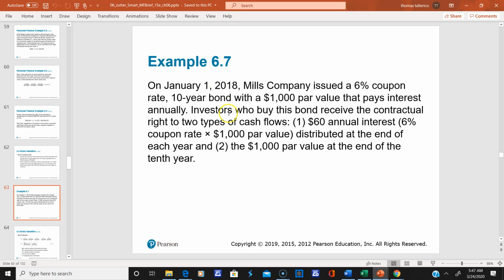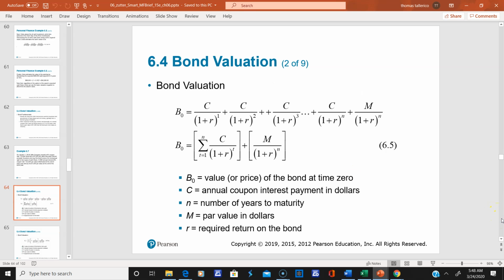Okay, again, so here's an example, and I'll go through this example just to get the nomenclature down. A 6% coupon bond, right? That's the coupon rate or the interest rate. Here's the maturity, 10 years. Here's the par or face value, and it pays interest annually. That means you get one coupon a year. Everyone should know how to do the simple math: 6% of $1,000 is $60. So you're going to get one coupon a year, and it's distributed at the end of each year. And at the end of the 10th year, you'll get your money back. You always get your money back, unless the company goes into default.